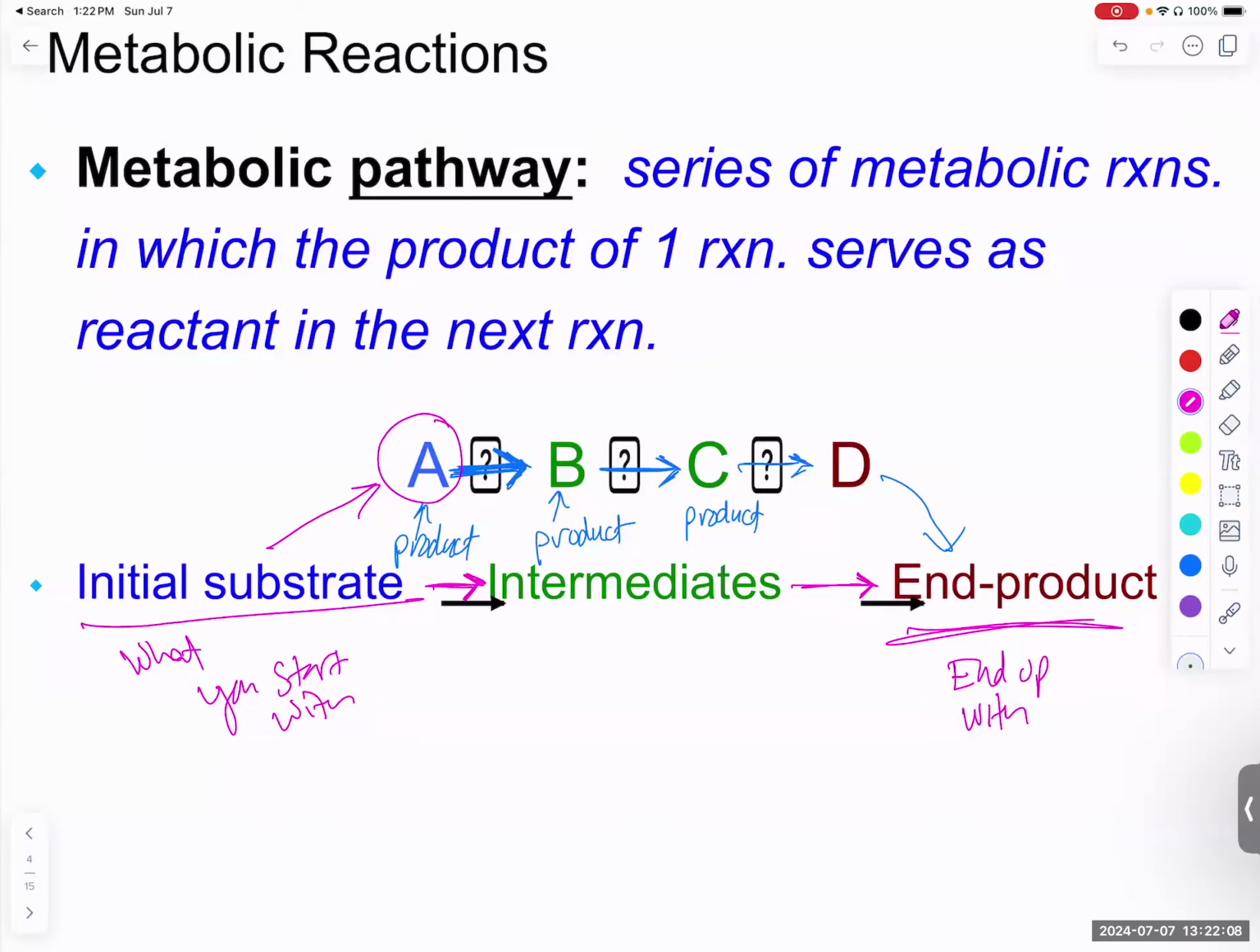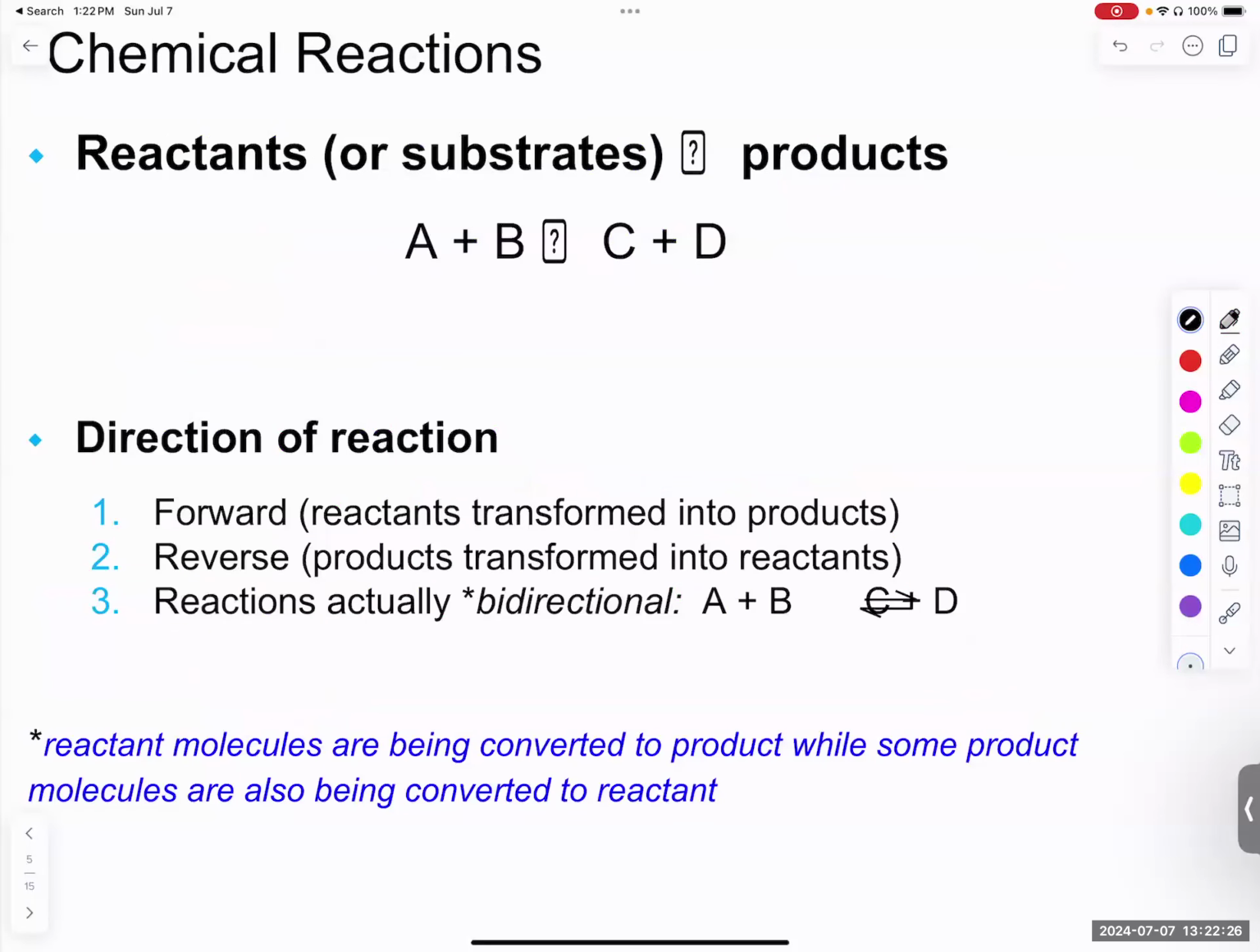An example of a metabolic pathway would be glycolysis, which we're going to talk about, right? That's a metabolic pathway. Beta oxidation is another metabolic pathway. So there are several. And so your metabolism is the sum of all these different metabolic pathways that can happen in the cell.